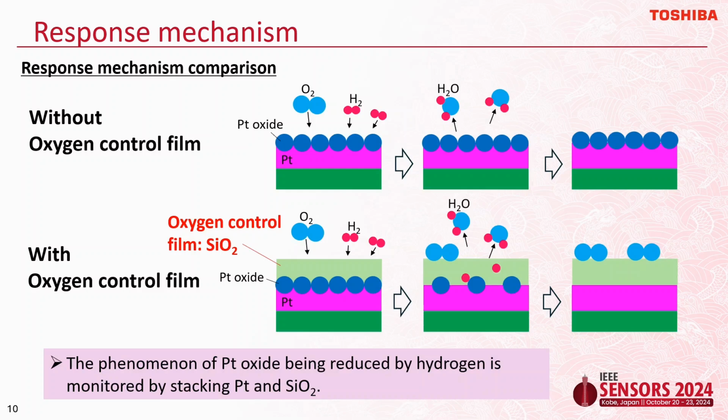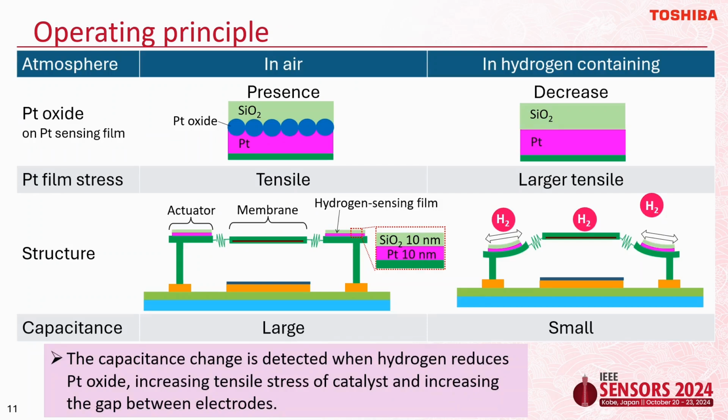And hydrogen passes through the SiO2 and reduces the Pt oxide. In this way, by using a sensing film with a structure of Pt and SiO2, the phenomenon of Pt oxide being reduced by hydrogen can be monitored. Next, I will explain the operating principle.